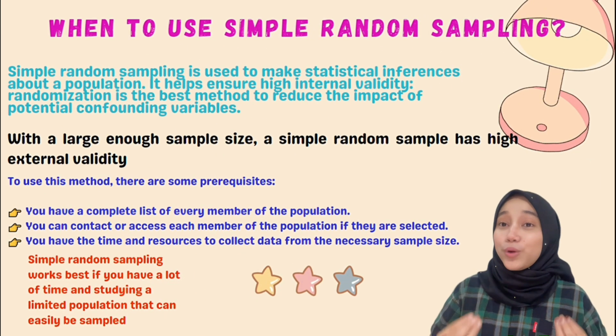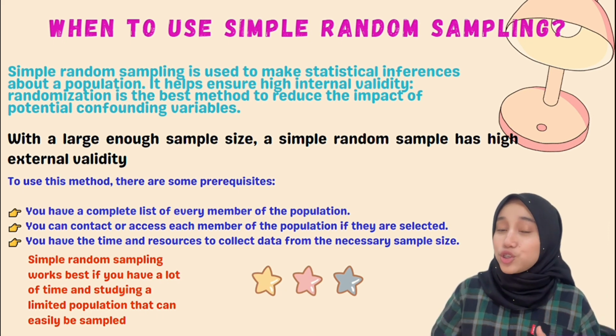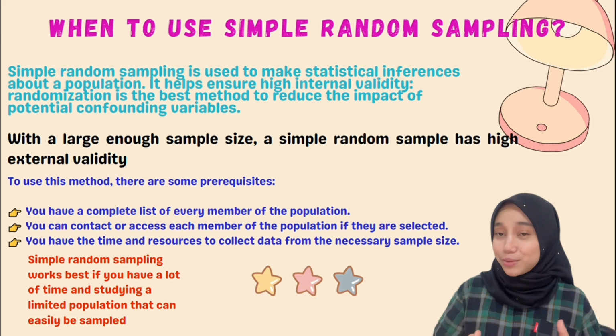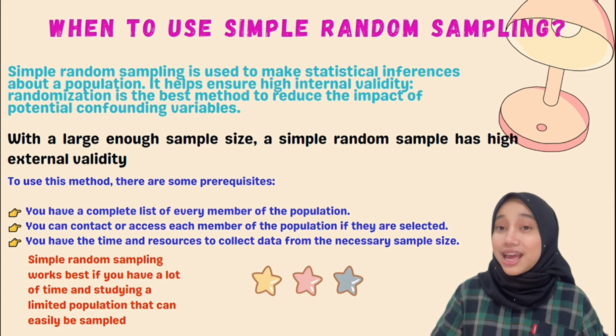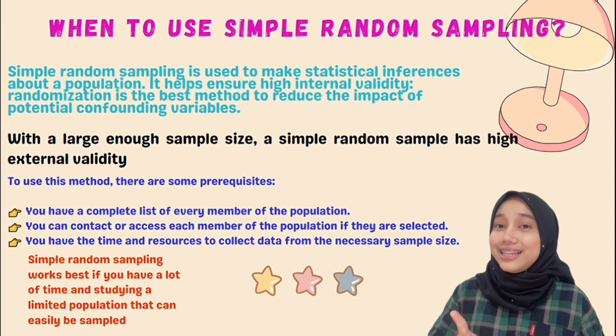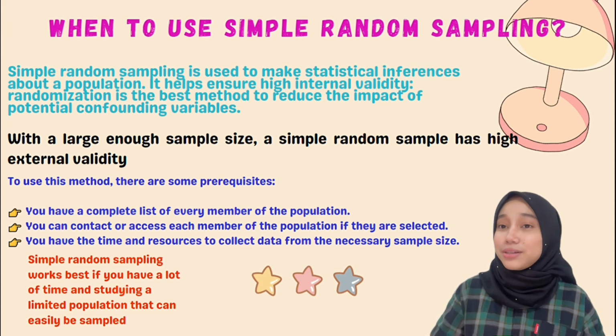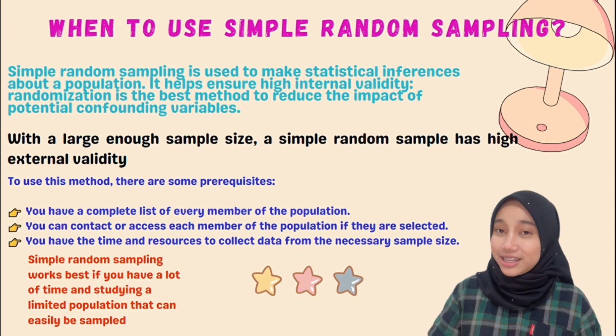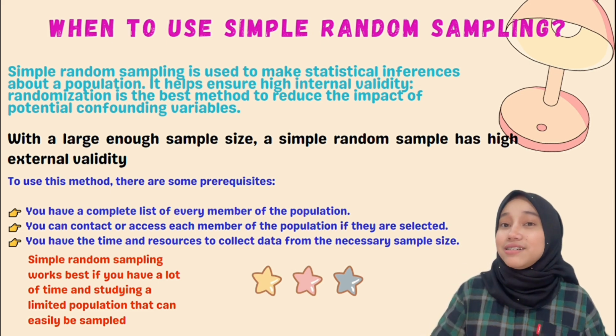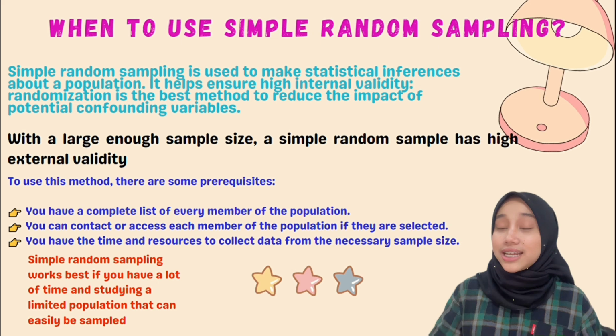Alright, next, when to use simple random sampling? Simple random sampling is used to make statistical inference about a population. It helps ensure high internal validity. Randomization is the best method to reduce the impact of potential confounding variables. In addition, with a large enough sample size, a simple random sample has high external validity. It represents the characteristics of the larger population.